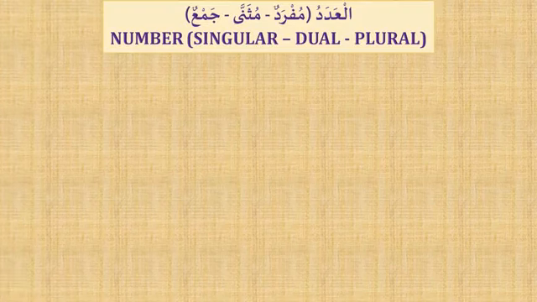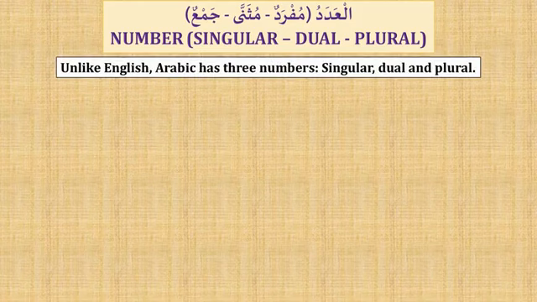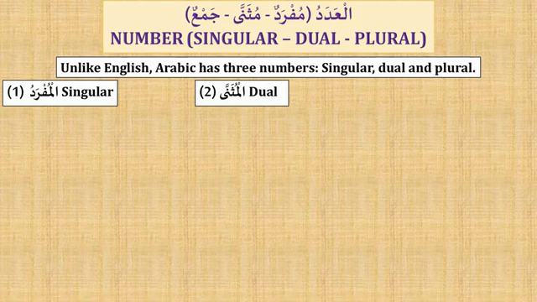Al-adad: mufrad, muthanna and jam', number: singular, dual and plural. Unlike English, Arabic has three numbers: singular, dual and plural. English has only two, singular and plural. Arabic has also dual. First one, al-mufrad, singular. Second one, al-muthanna, dual. And the third one, al-jam', plural.